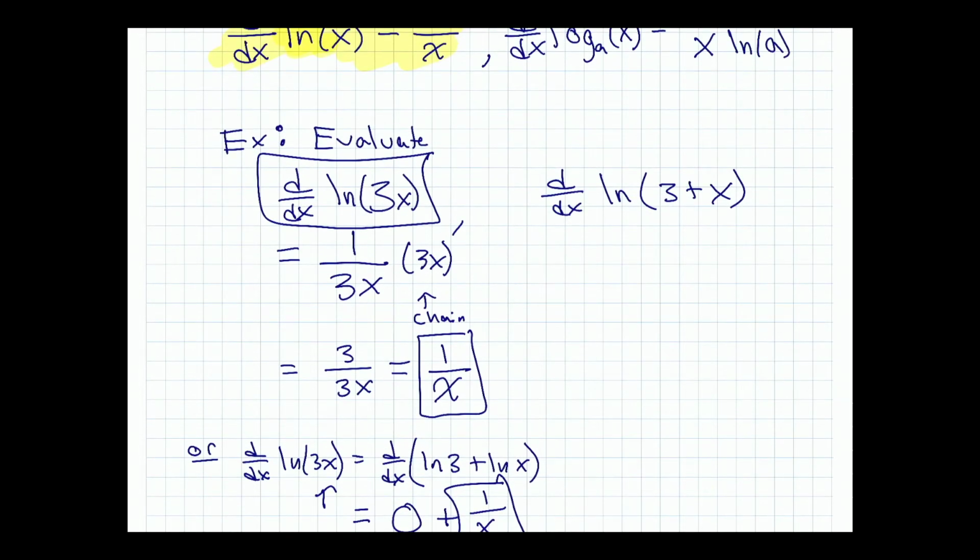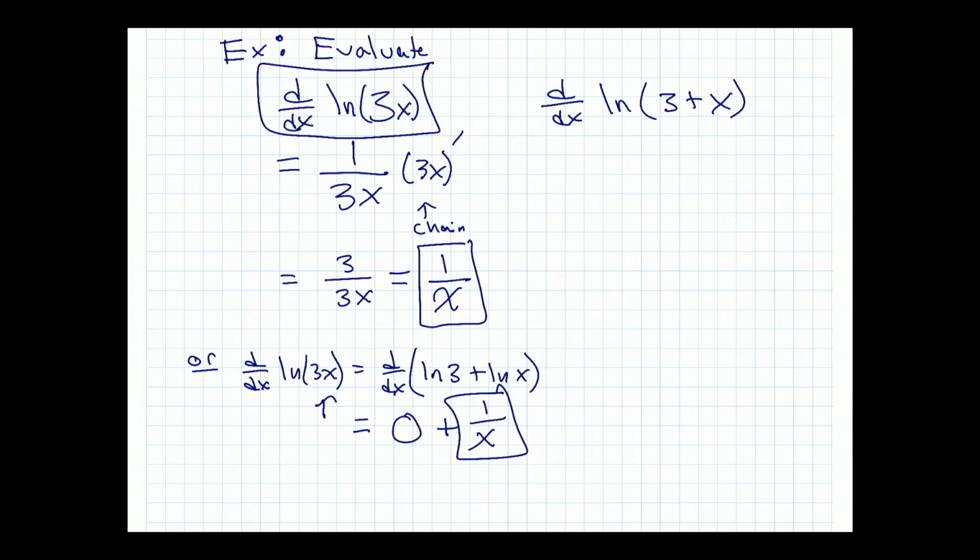But that's surprising to people. You're so used to the derivative of 3x being 3, and the derivative of sine 3x being 3 cosine 3x. So you're used to having that 3 involved, but not for logs, because of what we just saw.